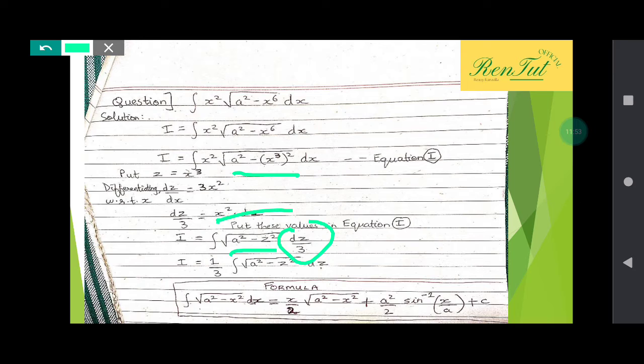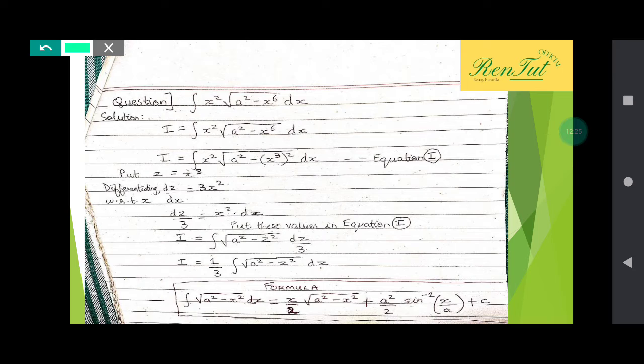Okay, so this is how equation 1 got transformed. Now you can see dz by 3, there is 1 by 3. That 1 by 3 we have brought outside the integration sign, since it is a constant. Once it is brought outside the integration sign, you will get the integration of a square minus z square into dz.